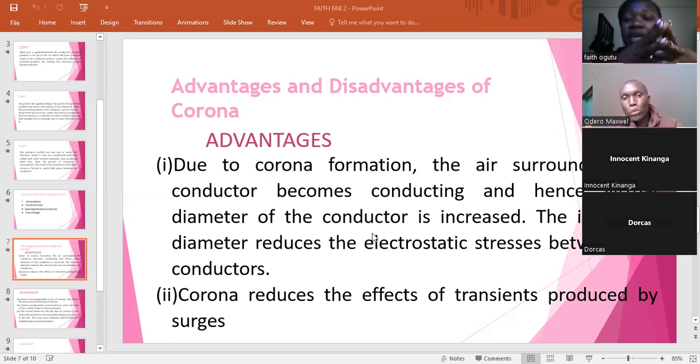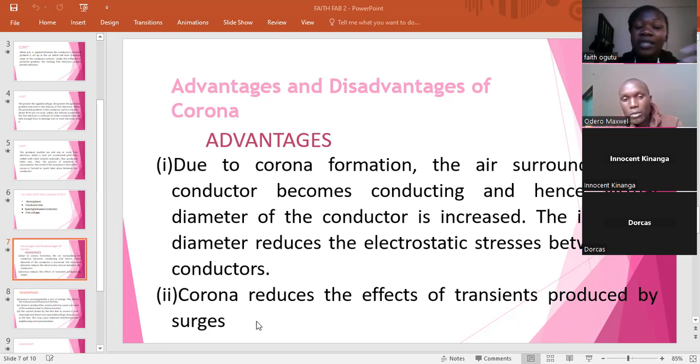That means the air around the conductor, we know air is an insulator. The air should act as an insulator. And when the air is ionized due to corona, it becomes conducting. That means it increases the size of the conductor. When the size of the conductor increases, what happens in turn? The electrostatic stress in that conductor is reduced. Did we get that point?